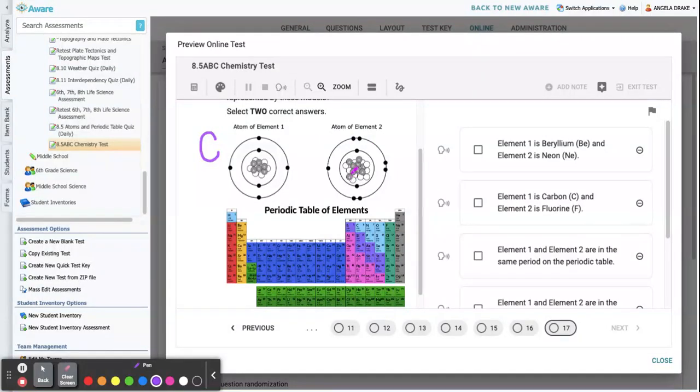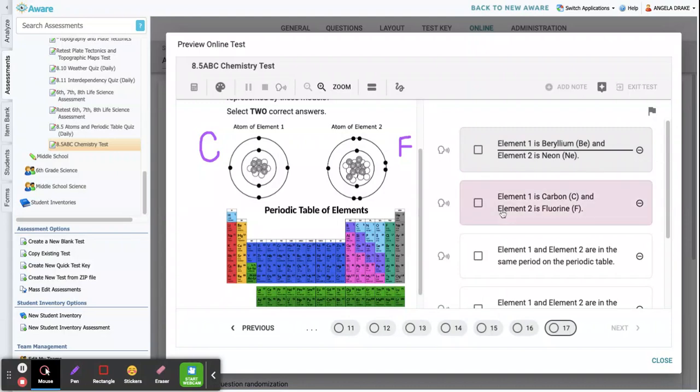And then this one has 1, 2, 3, 4, 5, 6, 7, 8, 9. So this is fluorine. It has an atomic number of 9, and it is in group 17. So they're not in the same group, but they are in the same period. Both of them have 2 energy shells, so they're both in period 2. So let's look at our answer choices. Element 1 is beryllium. Nope. Element 1 is carbon. Yes. Element 2 is fluorine. Yes. So that's an answer choice right there.